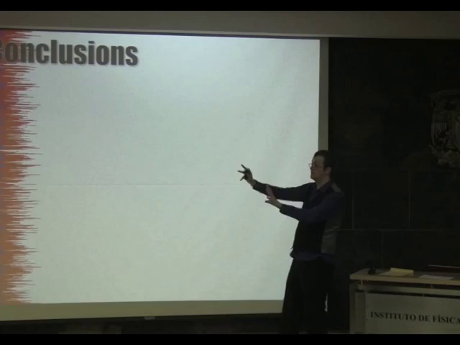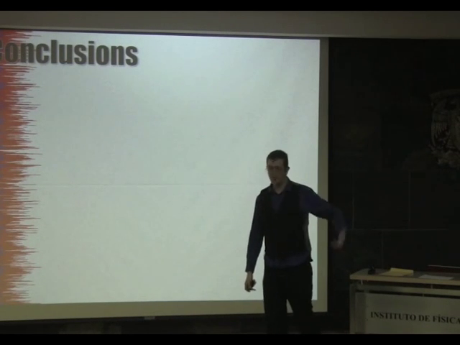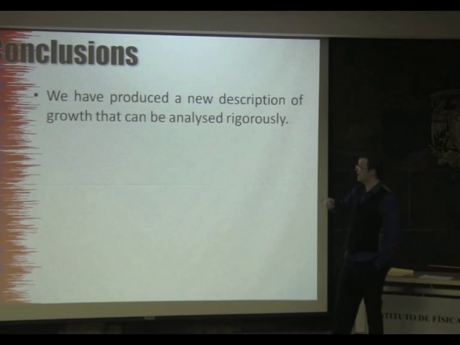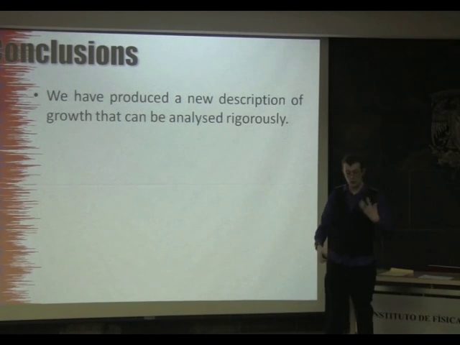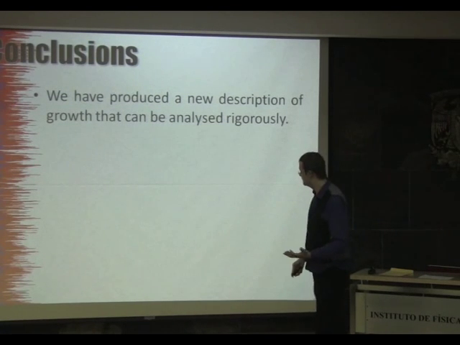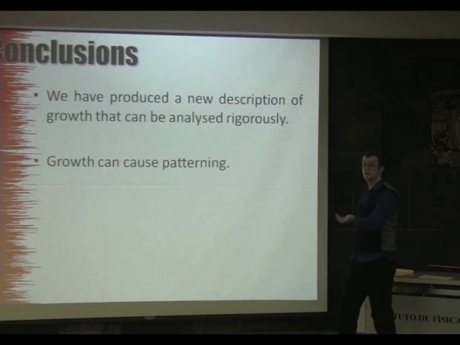So, conclusions of just this part where we've been dealing with diffusion and developing all the techniques that we need. We produced a new description of growth that can be analyzed rigorously. That is simply meaning that we've got a form of growth that we can take the mean field limit of. Great. Growth can cause... Sorry.